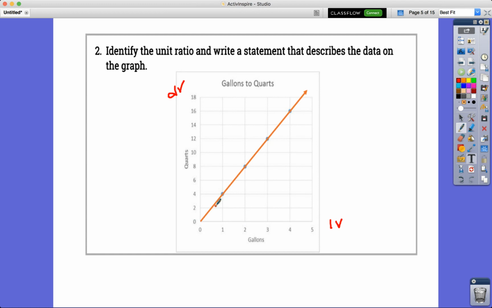And notice again that diagonal line for linear equations. So each time you increase, it's going up by a value of 4. Okay. Independent is your x-axis. Dependent is your y-axis. You're comparing gallons to quarts. So that would be your statement. I am comparing gallons to quarts, and the unit ratio is 1 to 4. It's a 1 to 4 ratio.